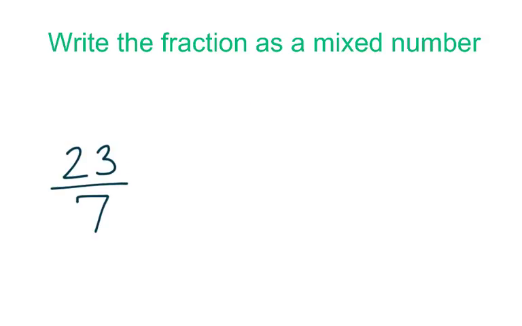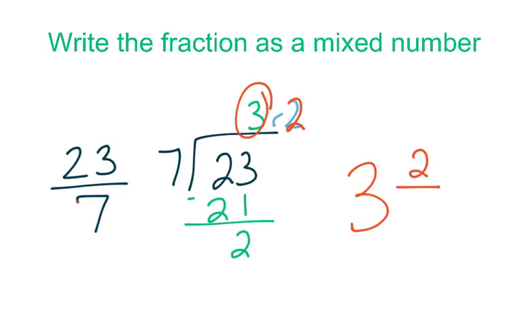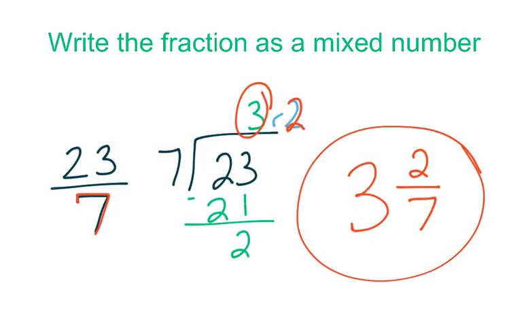And look at one more for me. Write the fraction as a mixed number. For this one, I'm going to divide. So I'm going to set up my division of 23 divided by 7. And when I do this, 7 goes into 23 3 times. 7 times 3 is 21. I subtract and I'm left with 2, which becomes my new remainder. Now, when I'm rewriting this as a mixed number, my quotient becomes my whole number. My remainder becomes my numerator, and my denominator of 7 stays the same. And my answer is 3 2/7.